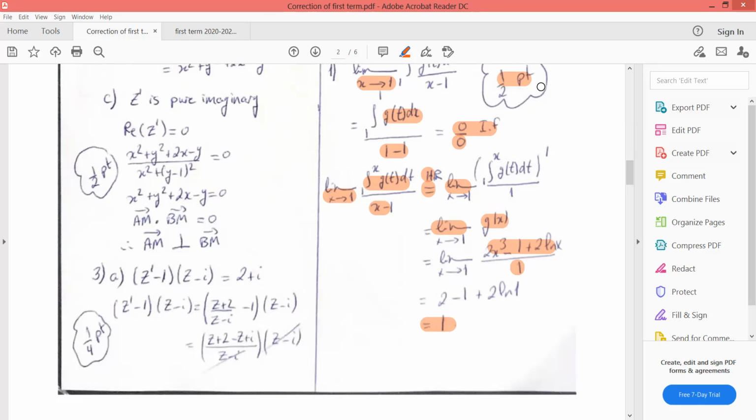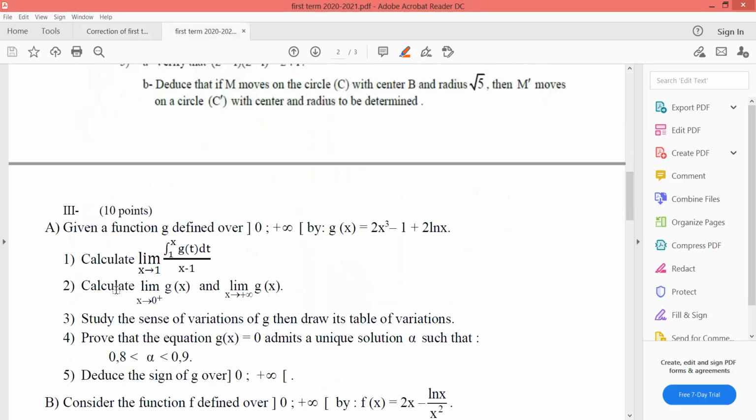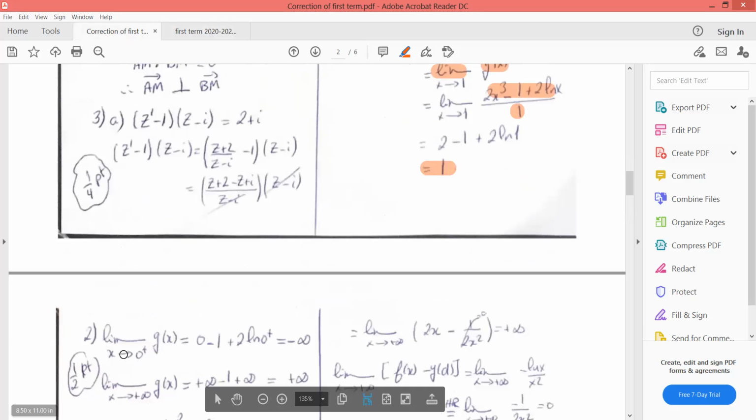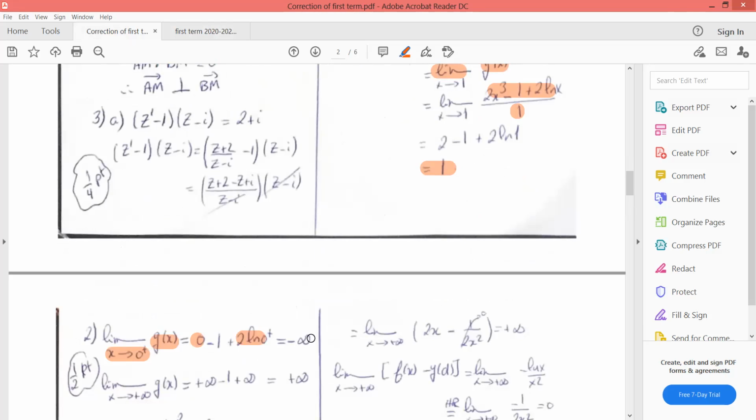Now we go to the other part, part 2. Calculate the limit as x tends to 0 plus. We replace x by 0: 2 times 0 cubed is 0, minus 1 plus 2 ln 0. Ln 0 plus is minus infinity, so the limit as x tends to 0 plus of g of x equals minus infinity.